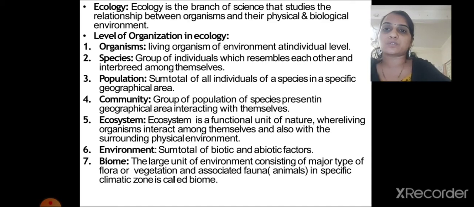Biome. The next factor is biome, the large unit of environment consisting of major types of flora or vegetation and associated fauna in a specific climatic zone. Now what is flora? Flora means all the plants present in a particular area, the different species and numbers of plants. Fauna means the different kinds of animals present in that specific area. So flora and fauna of that area together is called biome.